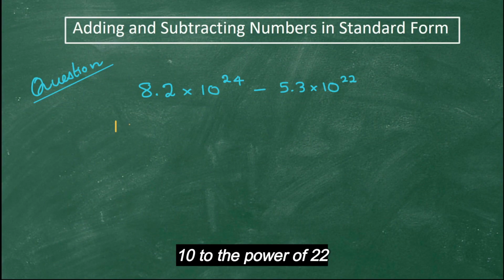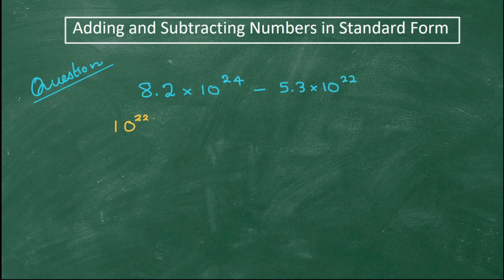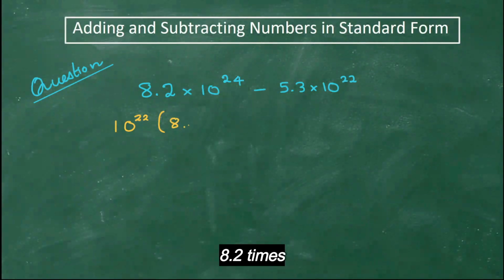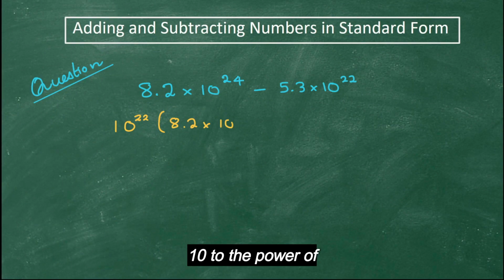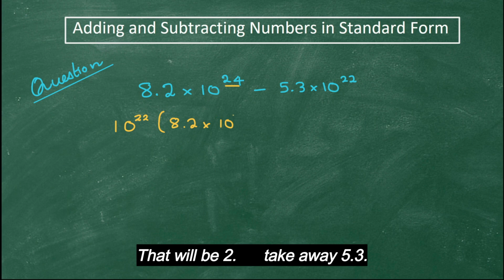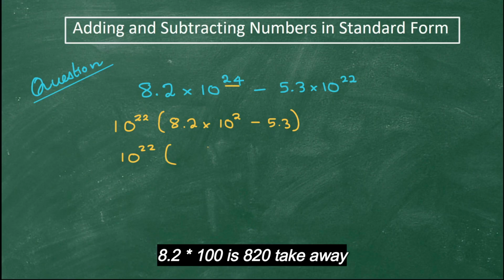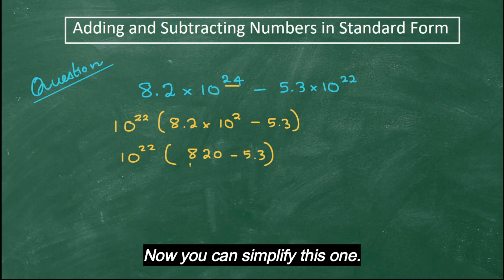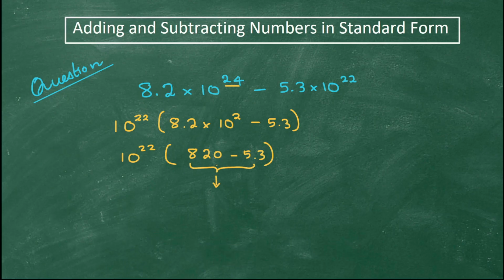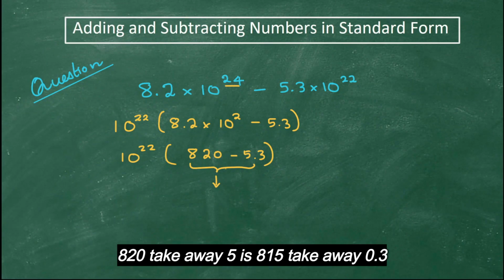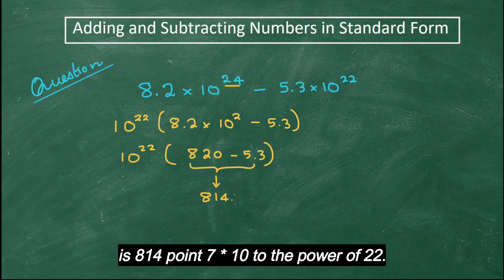Let's take 10 to the power of 22 outside. I'm left with 8.2 times 10 to the power of 24, take away 22, that will be 2. Take away 5.3. Now 10 to the power of 22 brackets 8.2 times 100 is 820. Take away 5.3. Now you can simplify this one. 820 take away 5 is 815. Take away 0.3 is 814.7 multiplied by 10 to the power of 22.